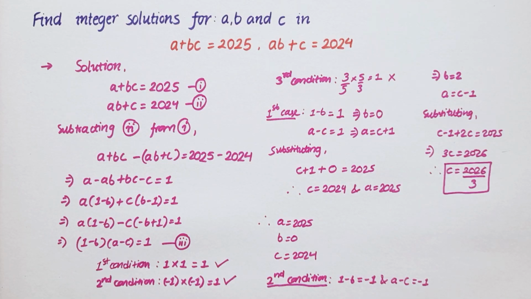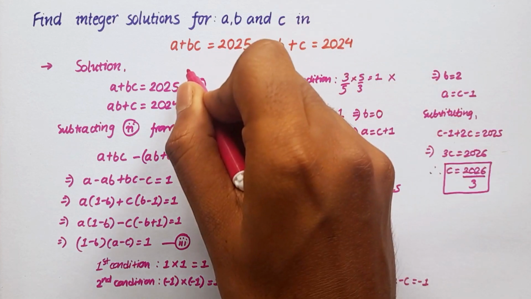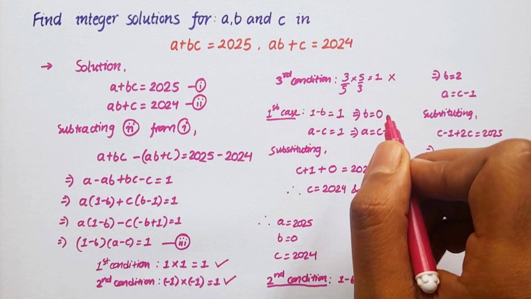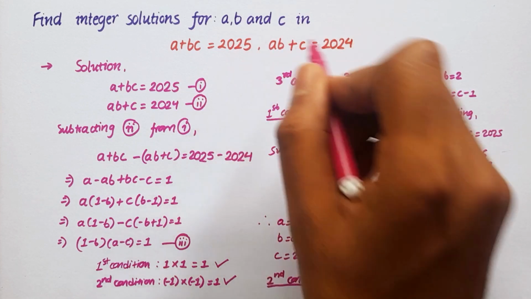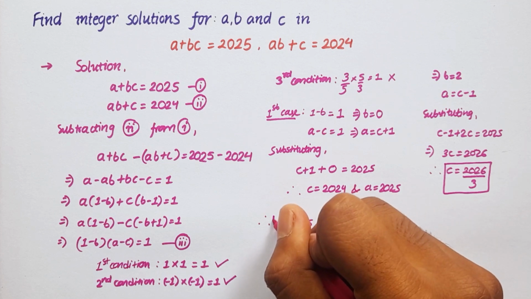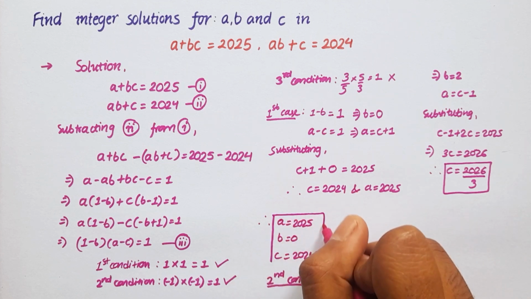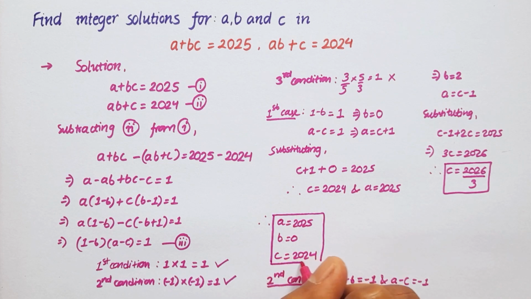Thus, what we can say is that the integer solution for the given equations would be A equal to 2025, B equal to 0, and C equal to 2024. And that's the solution.